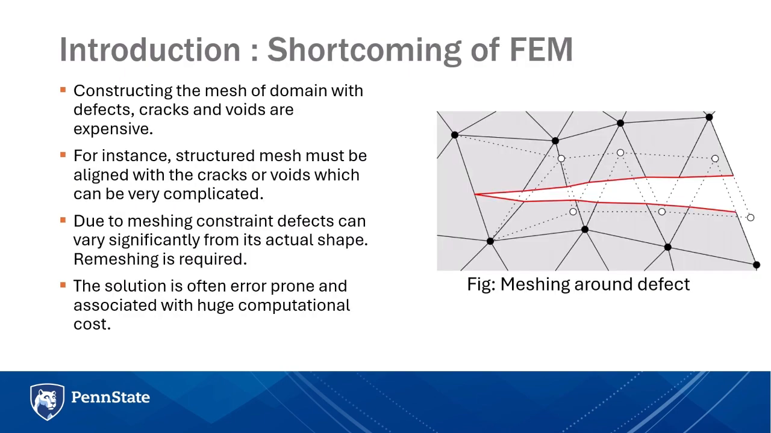However, FEM has some shortcomings. Constructing the mesh of a domain with defects, cracks, and voids is expensive. For instance, a structured mesh must be aligned with the cracks or voids, which can be very complicated. Because meshing around complex geometry of voids and cracks is complicated and error-prone, this method often becomes costly.